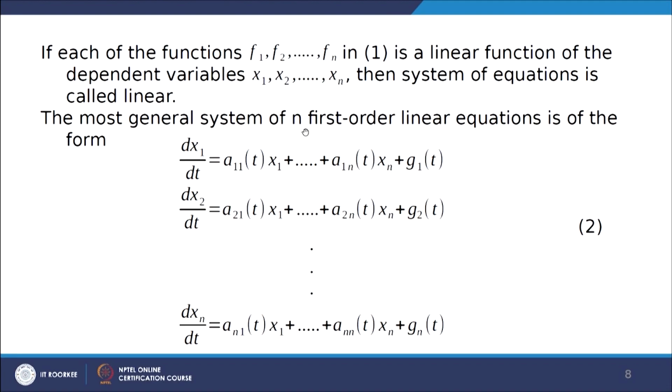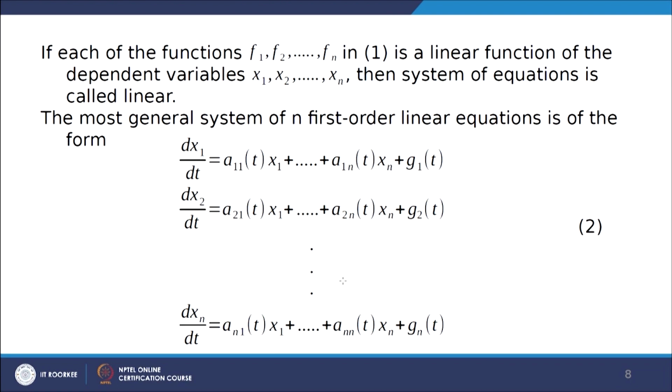Now, the most general linear system of n first order differential equations is of the form dx1 by dt equal to a11(t) into x1 and so on a1n(t) into xn plus g1(t), dx2 by dt equal to a21(t) into x1 and so on a2n(t) into xn plus g2(t), and the nth equation is dxn by dt equal to an1(t) into x1 and so on ann(t) into xn plus gn(t).